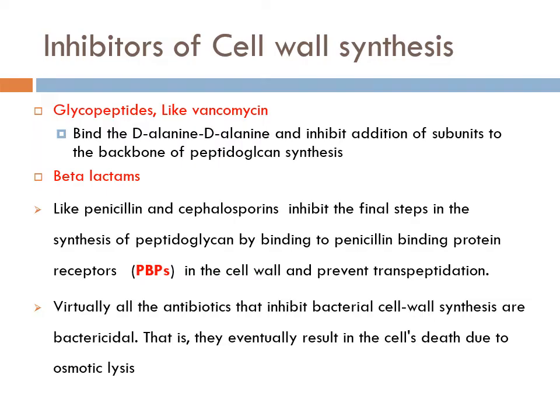Like penicillin, cephalosporin inhibits the final steps of peptidoglycan synthesis by binding penicillin binding protein in the cell wall and preventing transpeptidation. Virtually all antibiotics that inhibit bacterial cell wall synthesis are bactericidal, because the cell wall is an integral part of the microbial cell, and eventually this will lead to osmotic lysis of the cells.